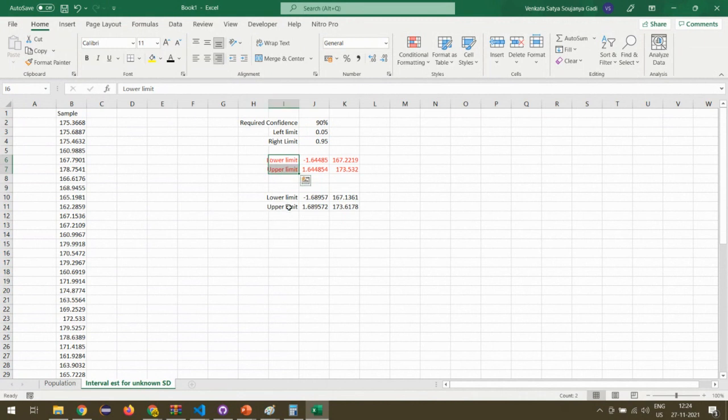Is it clear? Yes, I think so, for now. No, what I'm saying is if the degree of freedom is more than 30, the curve is very close to the normal curve. So it makes no big difference if you use normal or t distribution. It's kind of the same because the values are very, very close.